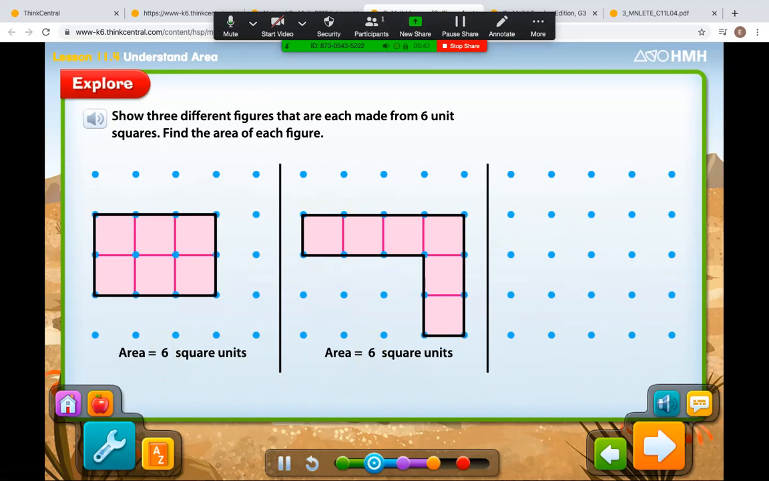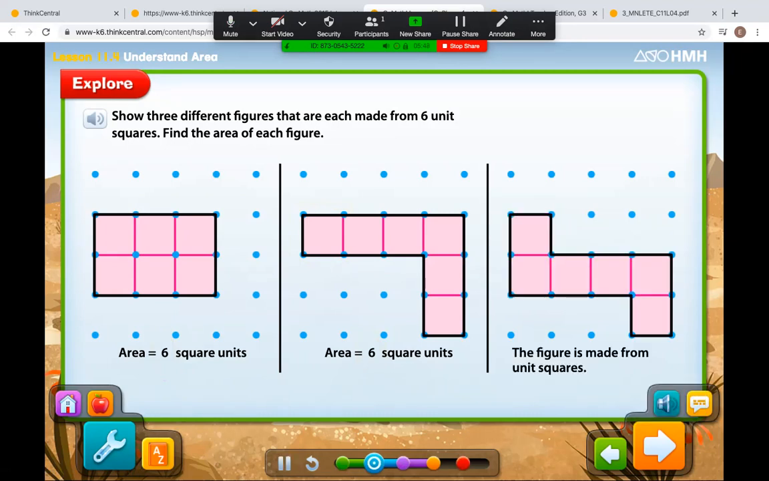Now click the square to make one more figure. How many unit squares make up the figure? Again, if you count, you will find out that the figure is made from 6 unit squares. What's the area of the figure? Of course it's going to be the space that it occupies. The area of the figure is 6 square units.